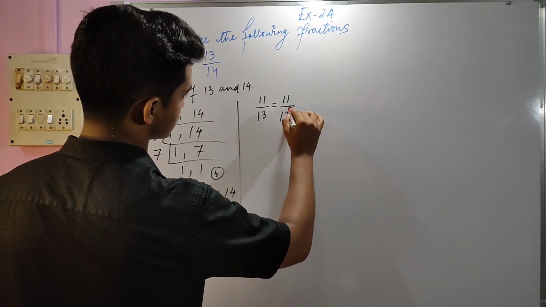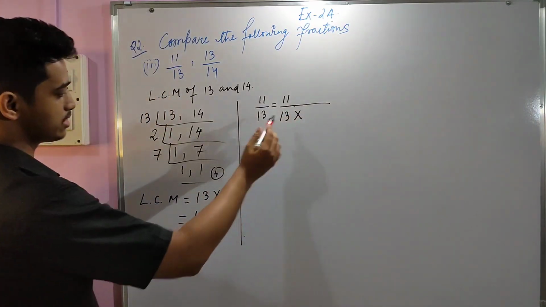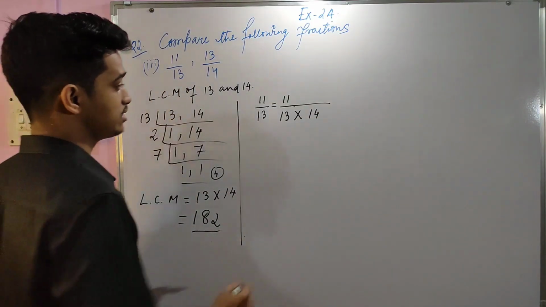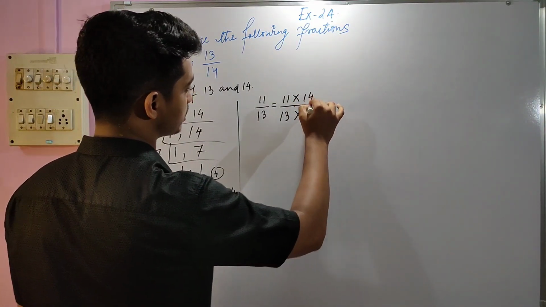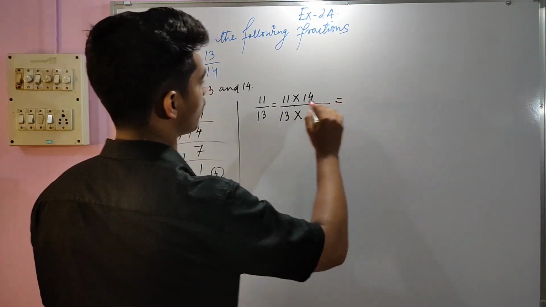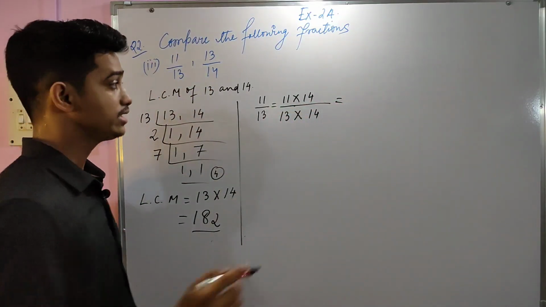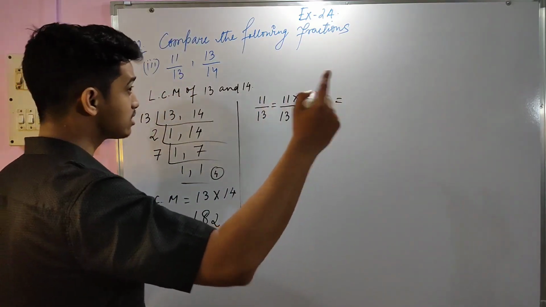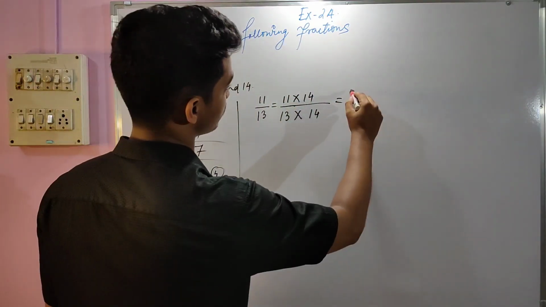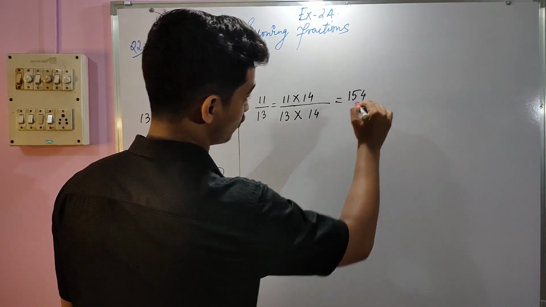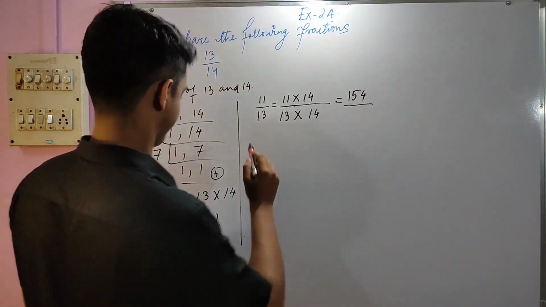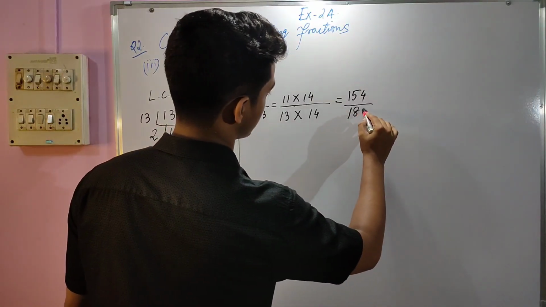Just simply multiply 13 with 14 to get 182 as our result, and the same process will repeat in the numerator as well. So 14 into 11, first we have to calculate 14 into 10. 14 into 10 is 140. 140 plus 14 is 154, right? 154 is the answer. So 154 by 182, right?